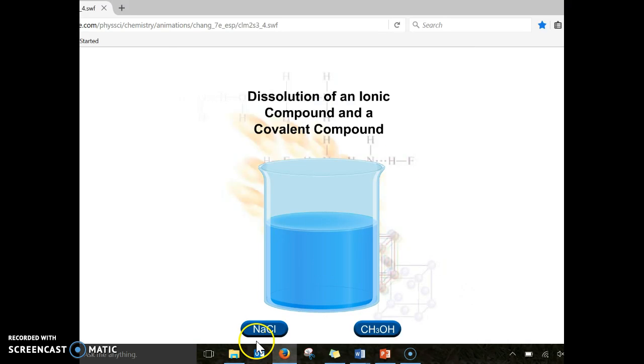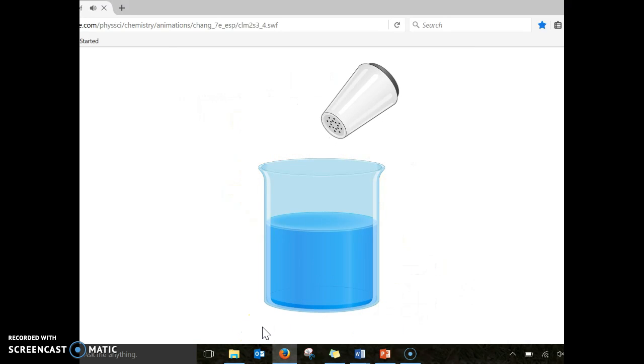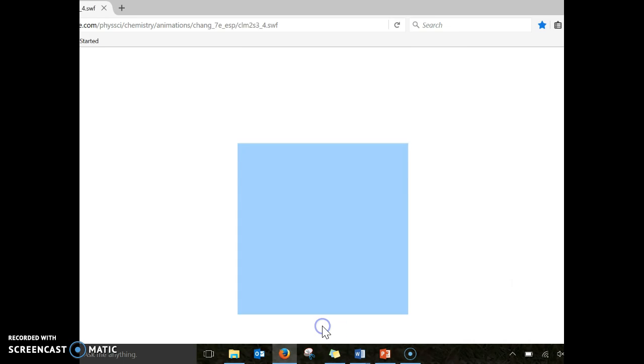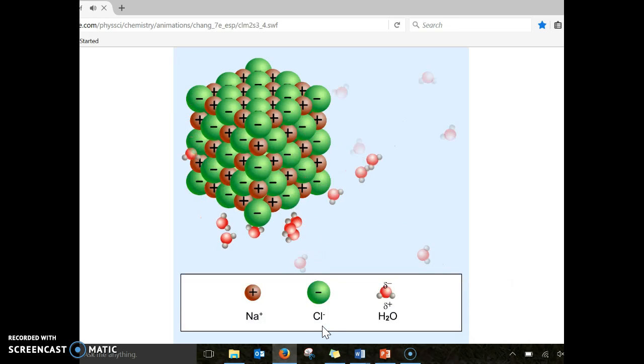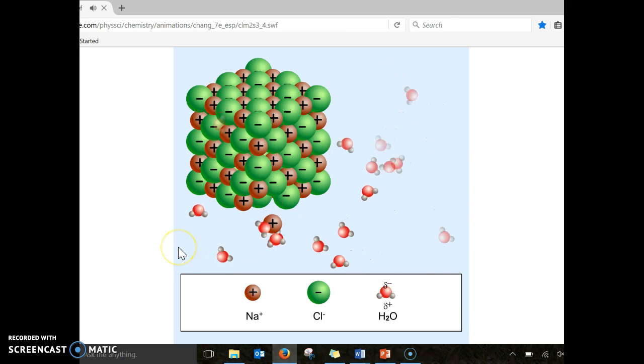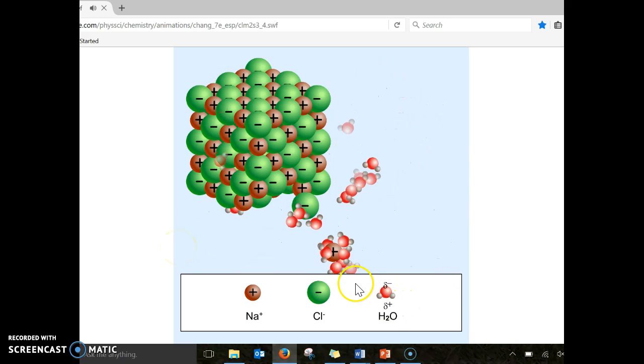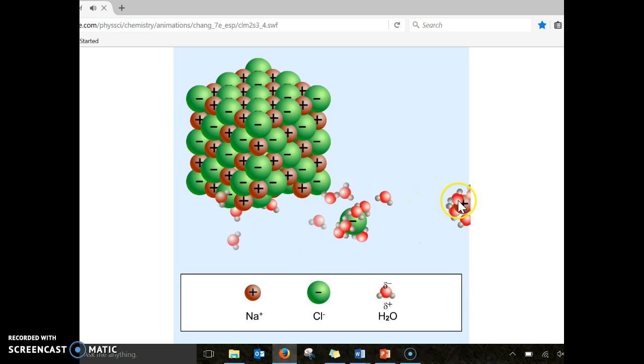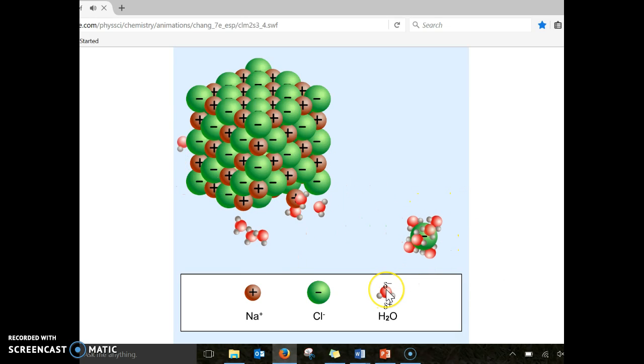So let's go ahead and watch it one more time. So pay attention to which sides of the water molecules are attracted to each of the different ions in our compound. Again, notice this is the negative ion. It's surrounded by the hydrogen, which is positive. Our positive is surrounded by the oxygen, which is negative.